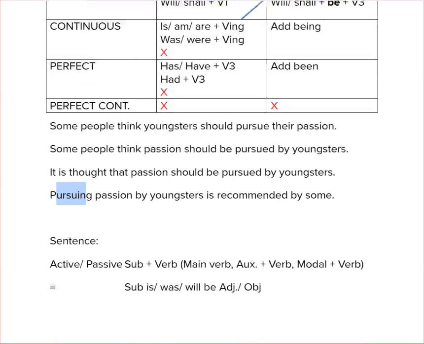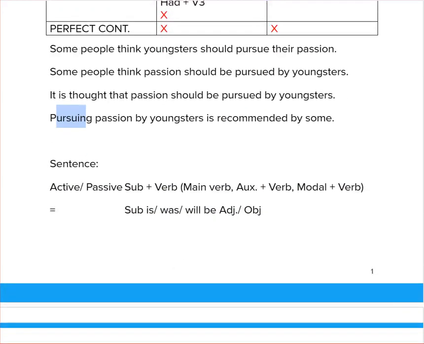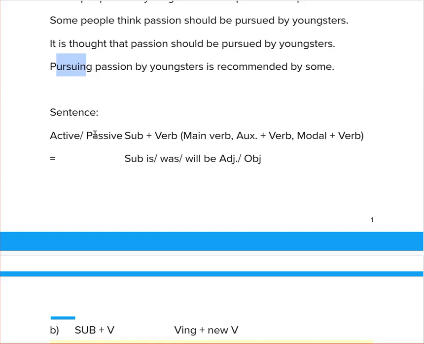Now let's move to the sentence syntax. Active to passive: subject plus main verb or auxiliary plus verb, and modal plus verb. Subject is, was, will be, adjective or objective.